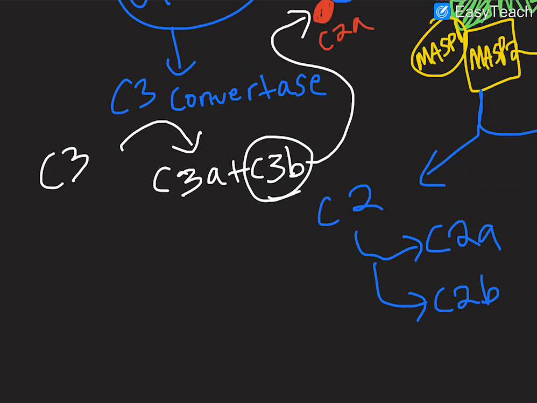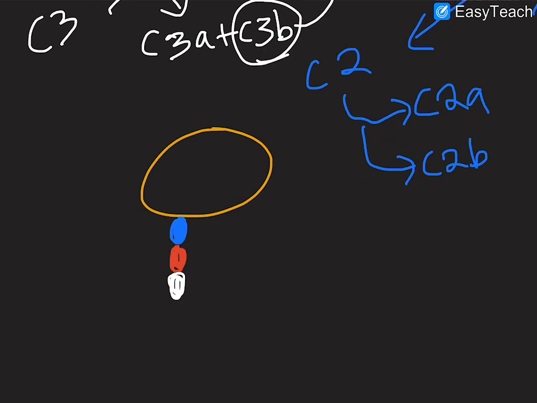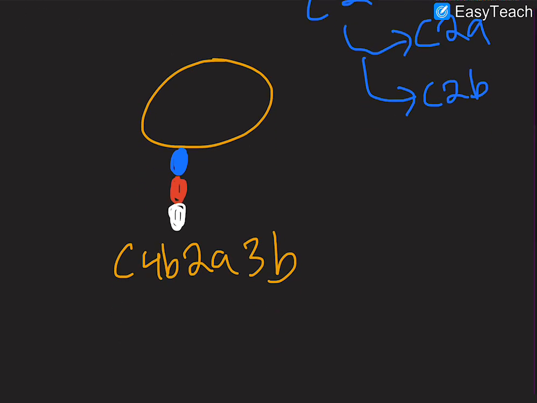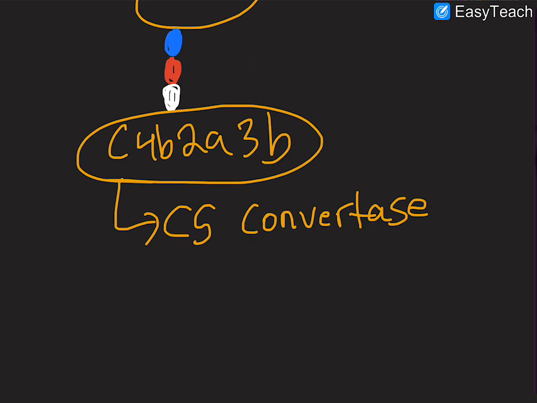So if we have our pathogen here, we have our C4b, our C2a, and then our C3b that goes and binds. What is this now? This is your C4b2a3b complex. What is C4b2a3b? This is now called C5 convertase. What does C5 convertase do? It converts C5 into what?